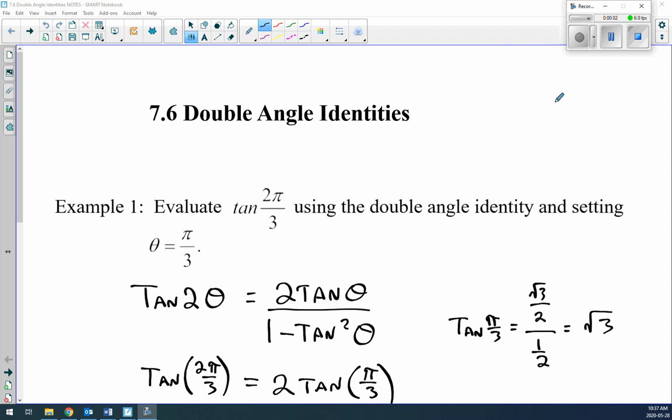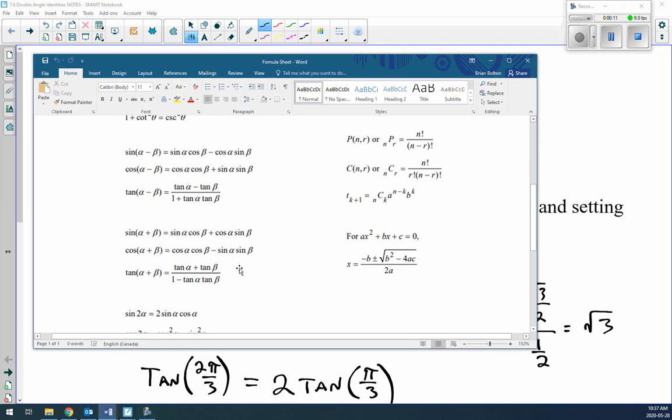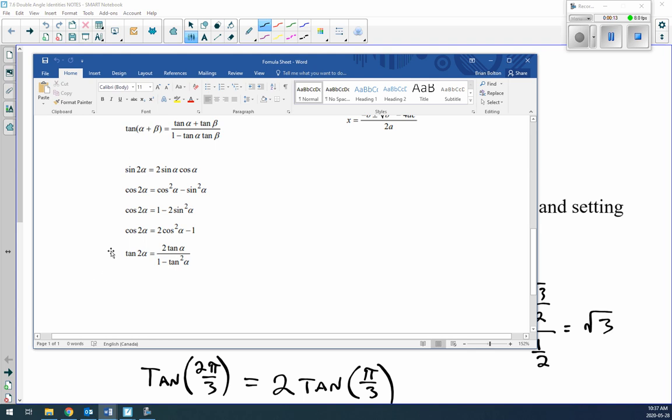Okay, grade 12 pre-cal, lesson 7.6, double angle identities. These are more on your formula sheet. So if you have your formula sheet, make sure you always have it with you. These are the ones down the bottom here.